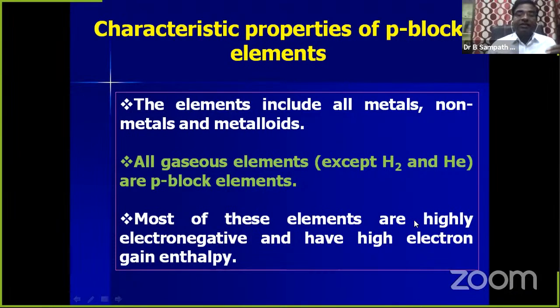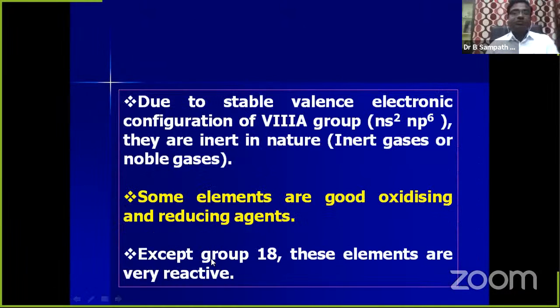Most of these elements are highly electronegative and have high electron gain enthalpy. What is electronegativity? What is electron gain enthalpy? Let us see in the next session, children. But remember that most of the elements are highly electronegative and have high electron gain enthalpy. Due to the stable valence electronic configuration of the 8th A group, ns2 np6, they are inert in nature. Already we have discussed, children. That's why these are called inert gases or noble gases.